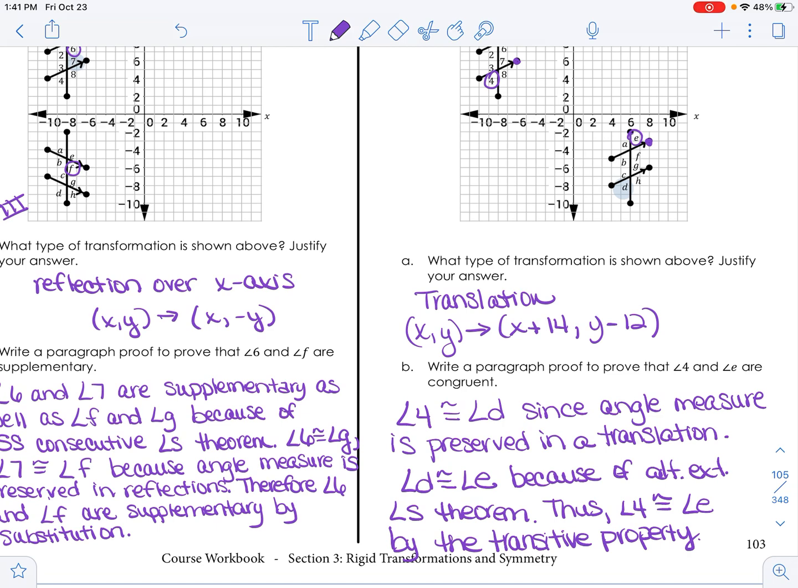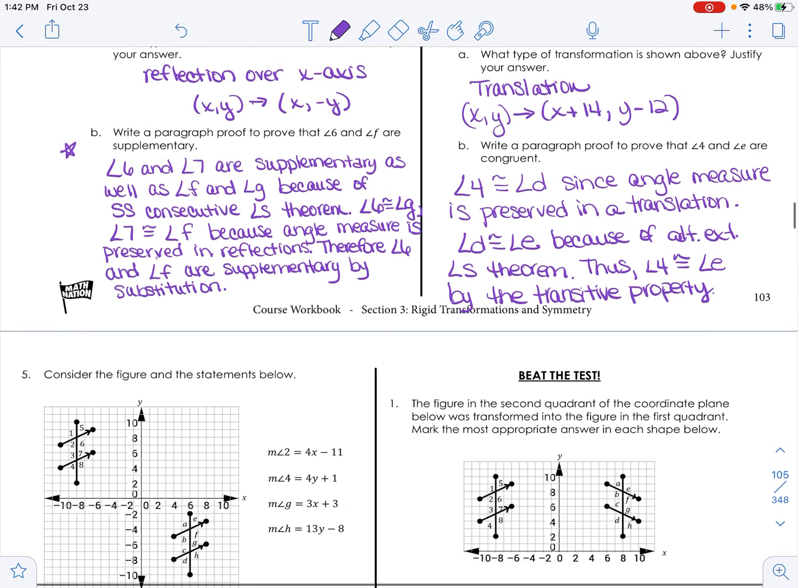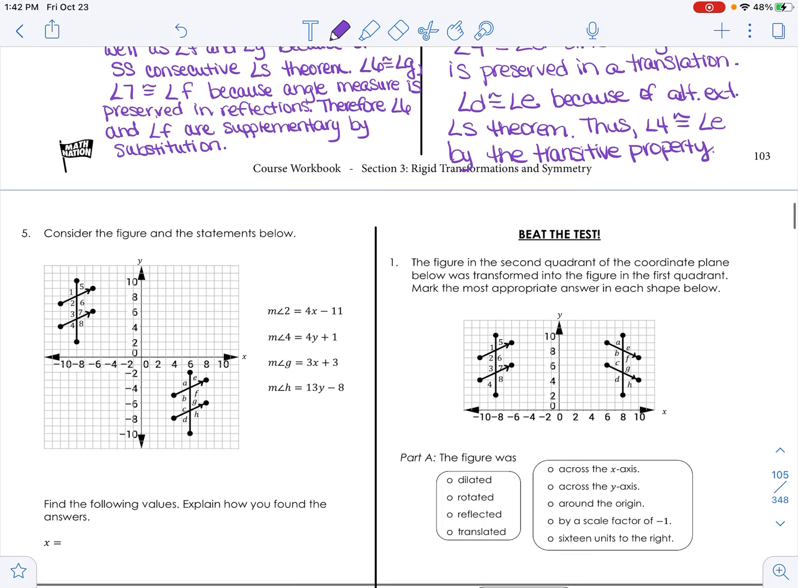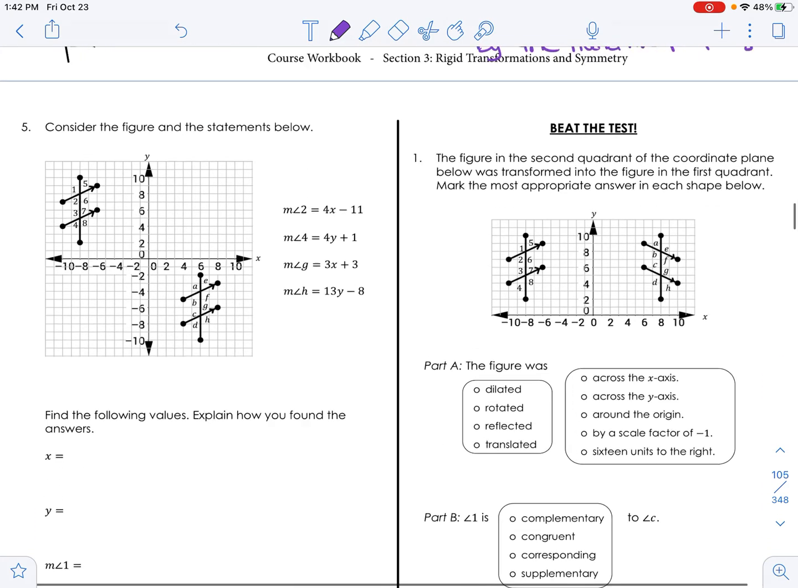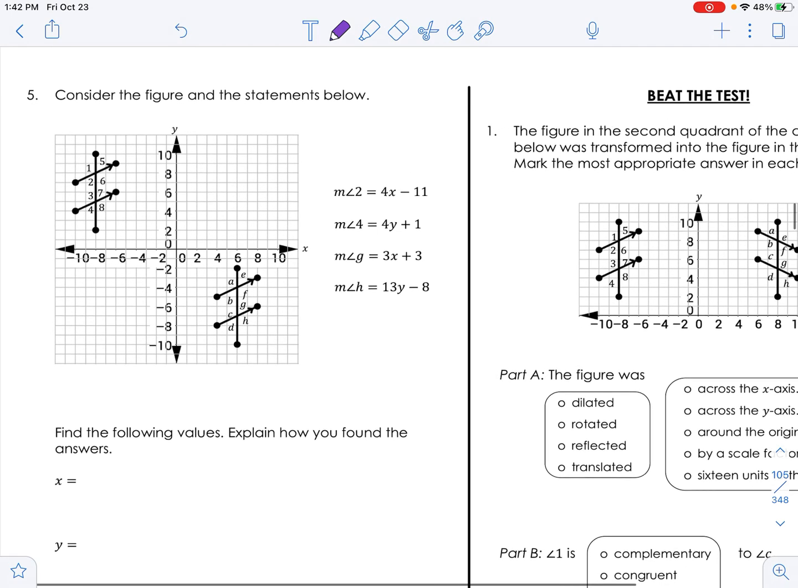All right. And we have one last page. I'll give you a chance to finish writing that. Okay, did you catch up? All right, so let's go ahead and take a look at number 5.